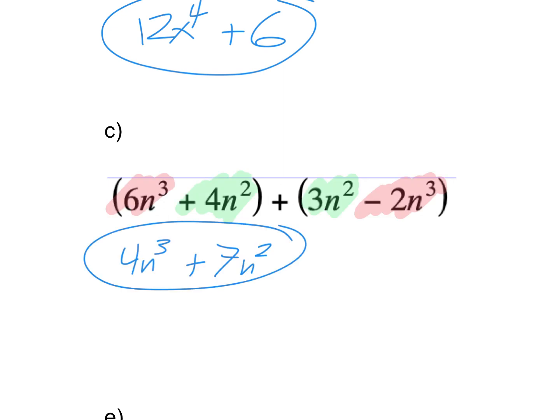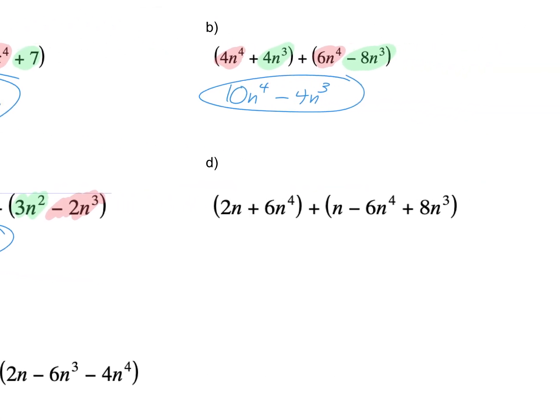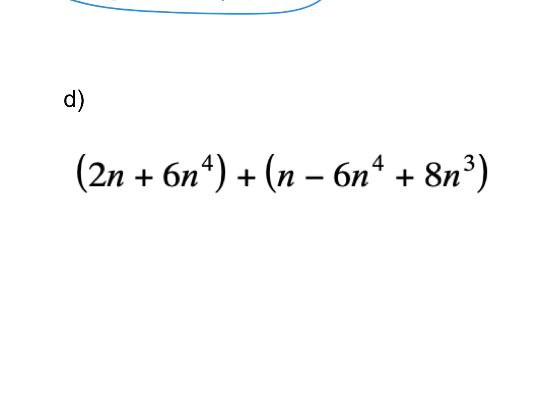All right. So I identified 6n to the third and -2n to the third as like terms, and 4n squared and 3n squared as like terms, and I combined the coefficients and got 4n cubed plus 7n squared. The only thing that's weird about this one is we had been seeing a pattern of this term and this term were like terms, and this term and this term were like terms, but now these two are like terms and these two are like terms. So sometimes the order might get flipped, and as you'll see in the next few problems, some other weird things can happen as well, which brings us to problem D.